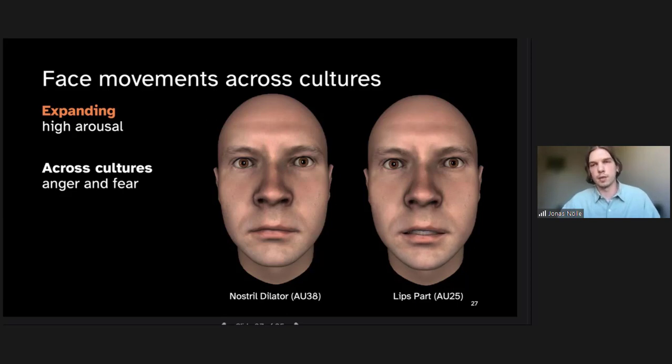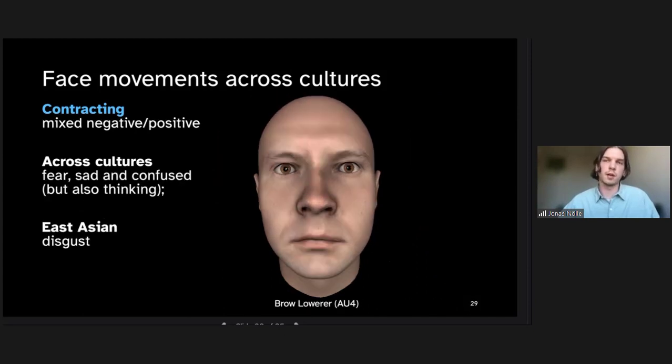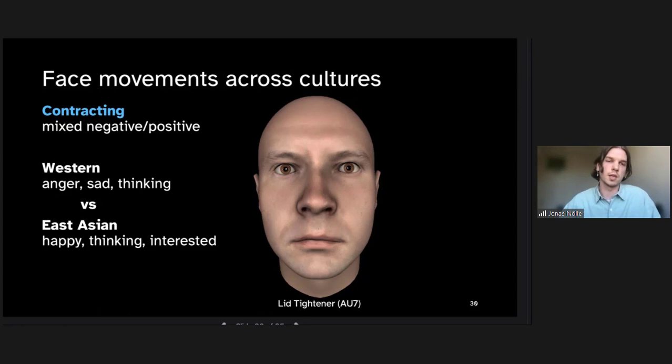Whereas contracting movements, such as, for example, wrinkling the nose or raising the upper lip, were exclusively associated with negative messages across cultures. However, some contraction movements were less straightforward. For example, the brow lower was associated with negative messages, but also thinking in both cultures. And similarly, while tightening the eyelids was associated with anger and sad by Westerners, East Asian participants associated it only with positive messages, like happy, thinking, or interested, for example.